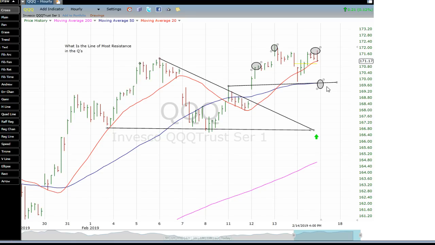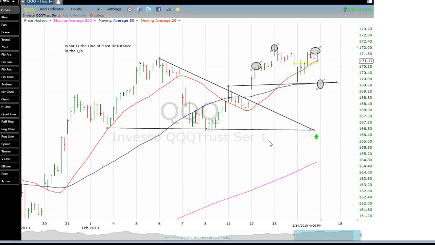A break of a three-point trend line is what I call a rule of four sell signal. To the upside, a break of a three-point declining trend line or flat trend line is a rule of four buy. But if we break this three-point trend line here come Tuesday, early next week, that would project down to this line of most resistance right here. So that's how I put the pieces together.